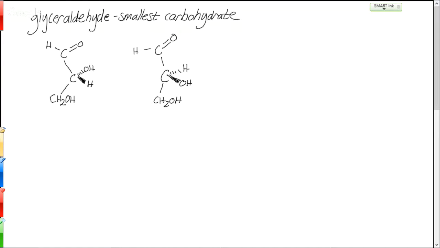Remember, the rest of the structure, the colors, doesn't really matter. All you need to be able to do is tell the top from the bottom, so know which side has the aldehyde on it. And then that middle carbon is what we're really concerned with. That's what's important, to make sure it's going the right way.